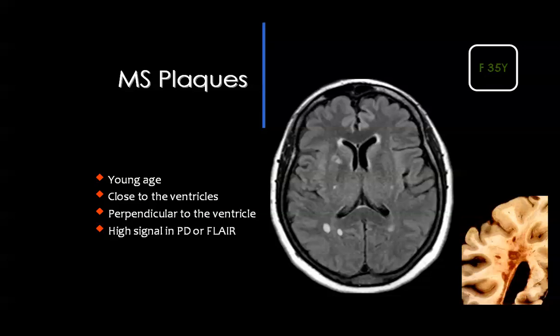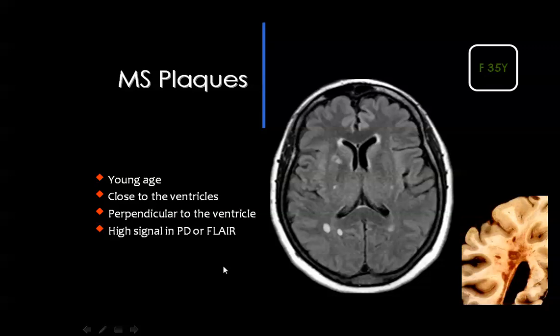the plaques of MS. And we will discuss MS in another lecture in full details, but I would like just to show some of the facts. You know that MS occurs in young patients, usually around the age of 30 years old, and the MS plaques are very close to the ventricles, especially near to the corpus callosum, and they usually are perpendicular to the ventricular wall, and they show high signal in the FLAIR images and in the T2 weighted images.